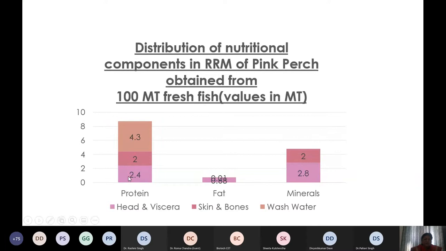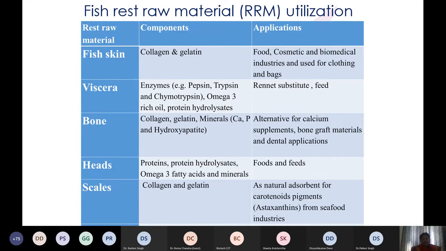So this is the total which we can recover from 100 metric ton of fish rest raw material. We can recover 8.7 metric ton of protein from the rest raw material coming from 100 metric ton of fish used for the surimi production. Around 8% can be recovered. So what is the utility of this protein?